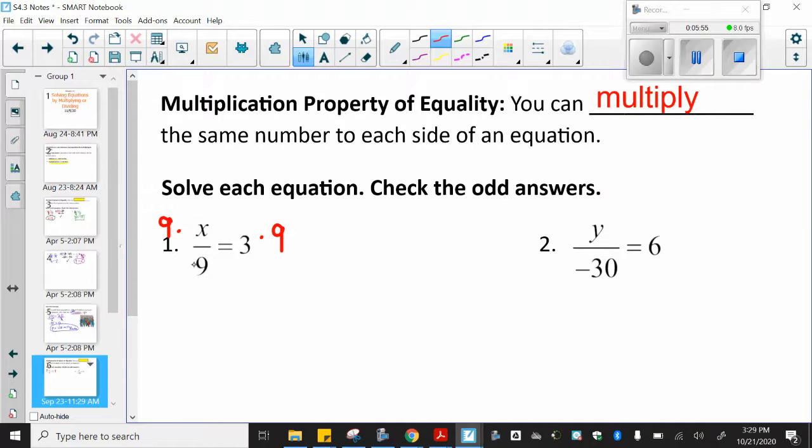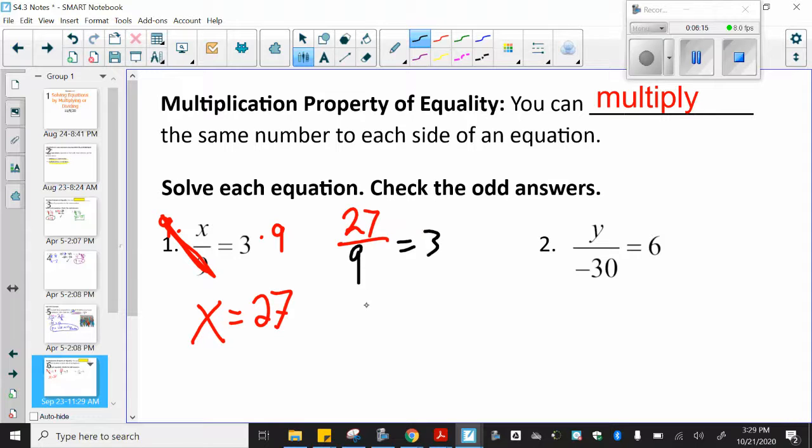Just like before, 9 times something divided by 9, the 9's cancel to leave just the letter. 3 times 9 makes 27. If we check that, we're going to say 27 divided by 9 equals 3. 27 divided by 9 does actually equal 3. It checks out.